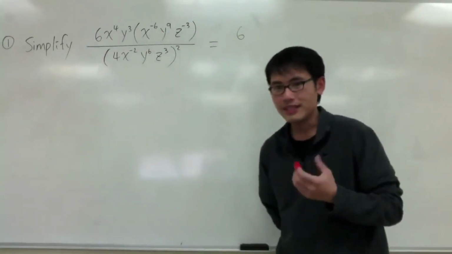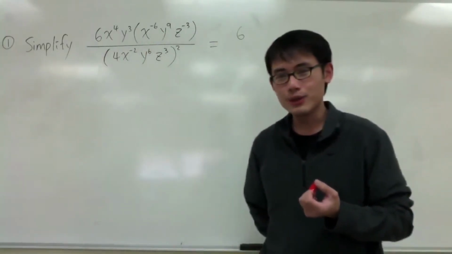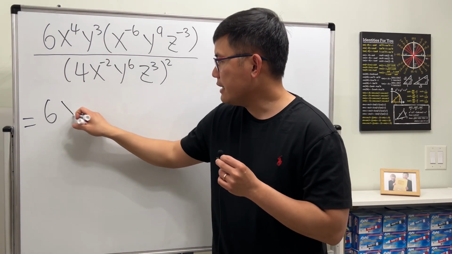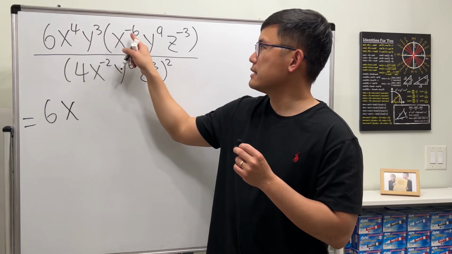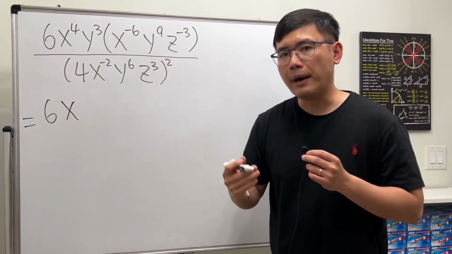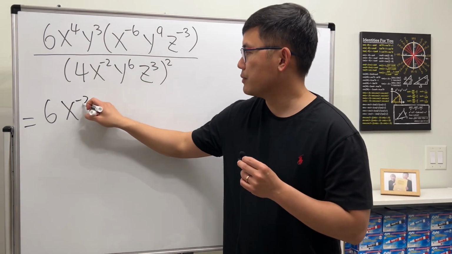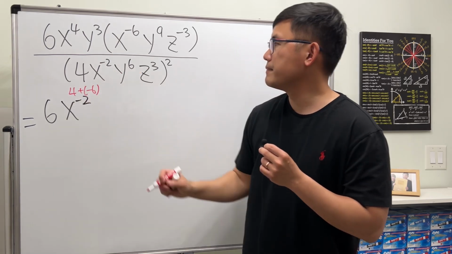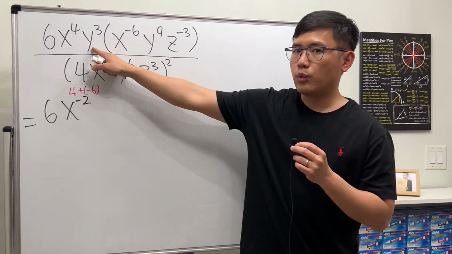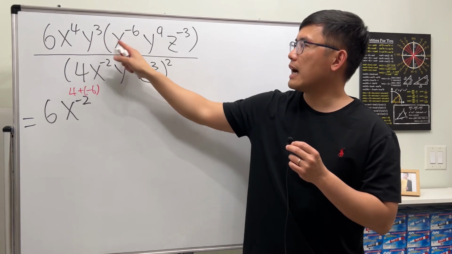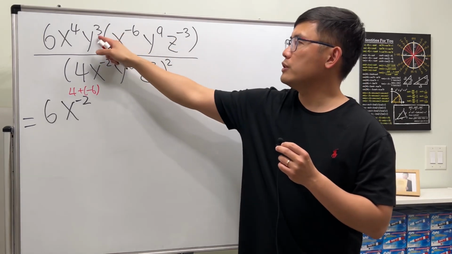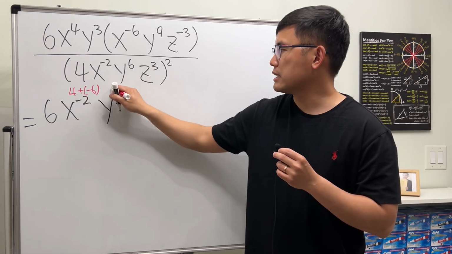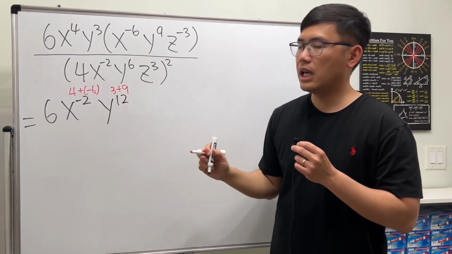When you have two things that have the same base, what you're going to do is add the exponents. That's it. So we have x, 4 plus negative 6 is the same as 4 minus 6. So we get negative 2. Then we look at y's, y to the 3rd power times y to the 9th power. We just add the exponents. So we get y to the 12th. That's because 3 plus 9 gives us a 12.